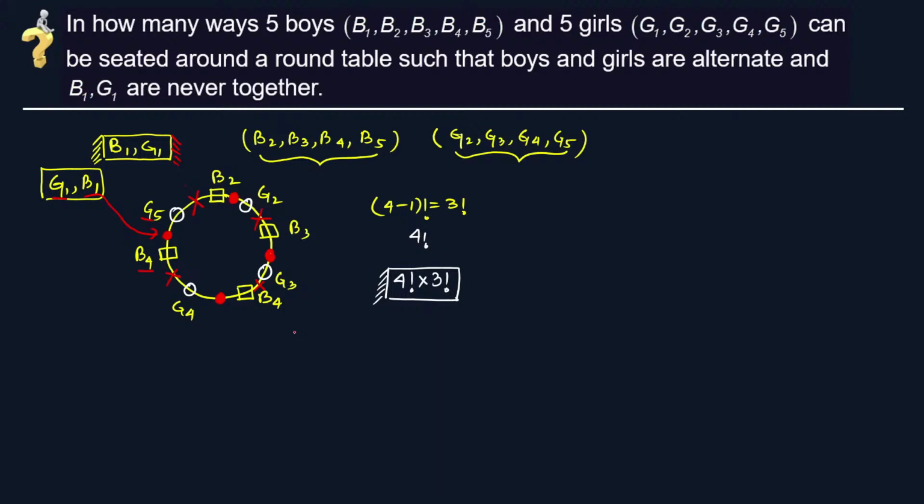So the total number of ways in which B1, G1 can be together, as well as all the boys and girls are alternate, will be this into 8. Because there are 8 places in which B1, G1 or G1, B1 can be placed accordingly. Therefore, the total number of ways will be factorial 4 into factorial 3 into 8. This gives the total number of ways in which boys and girls are alternate and B1, G1 are always together.